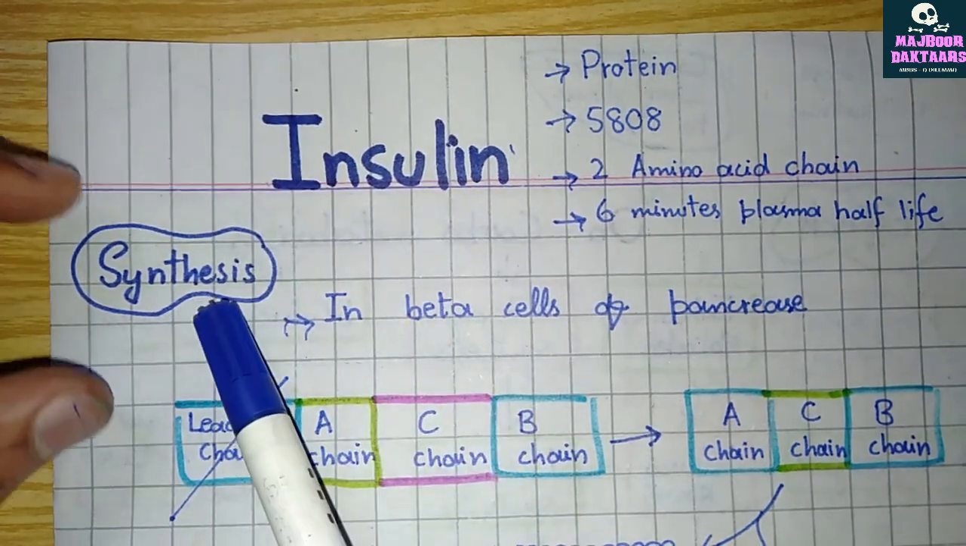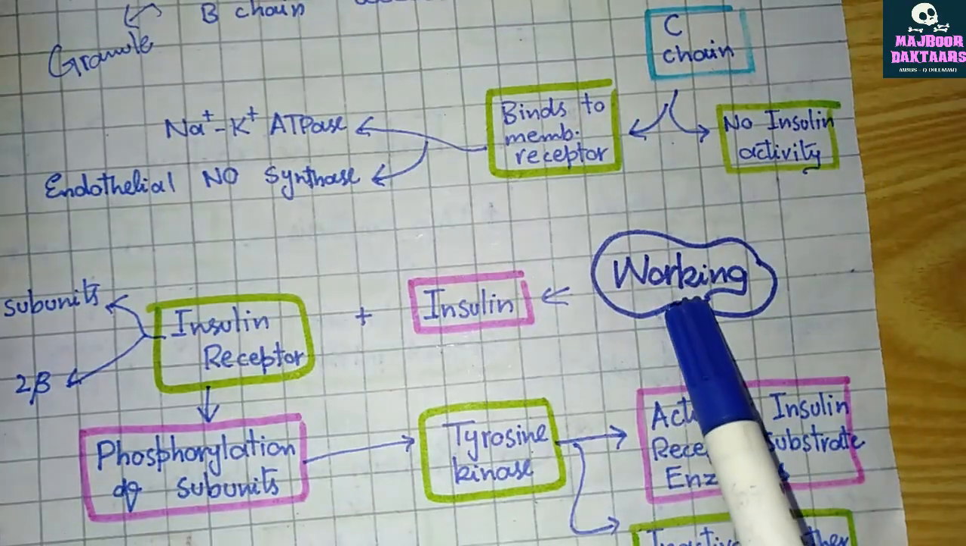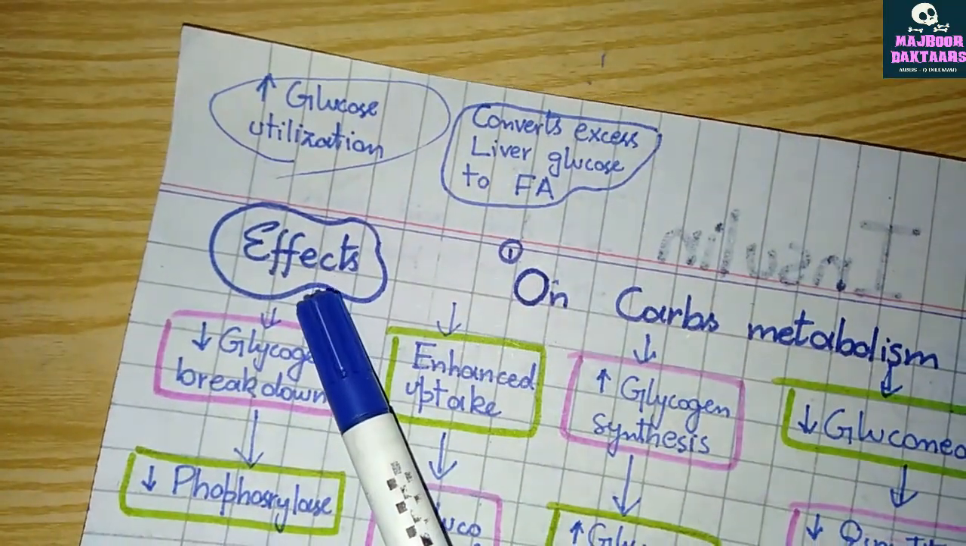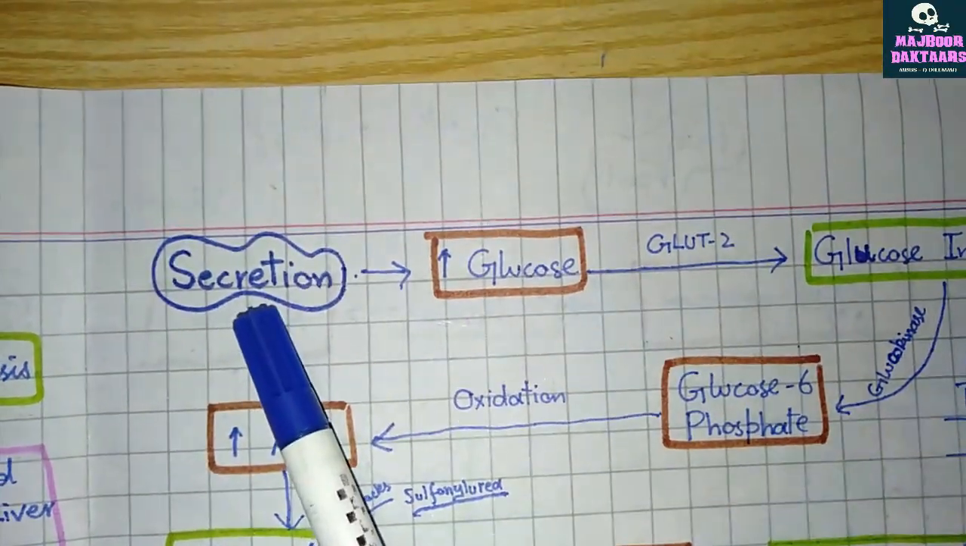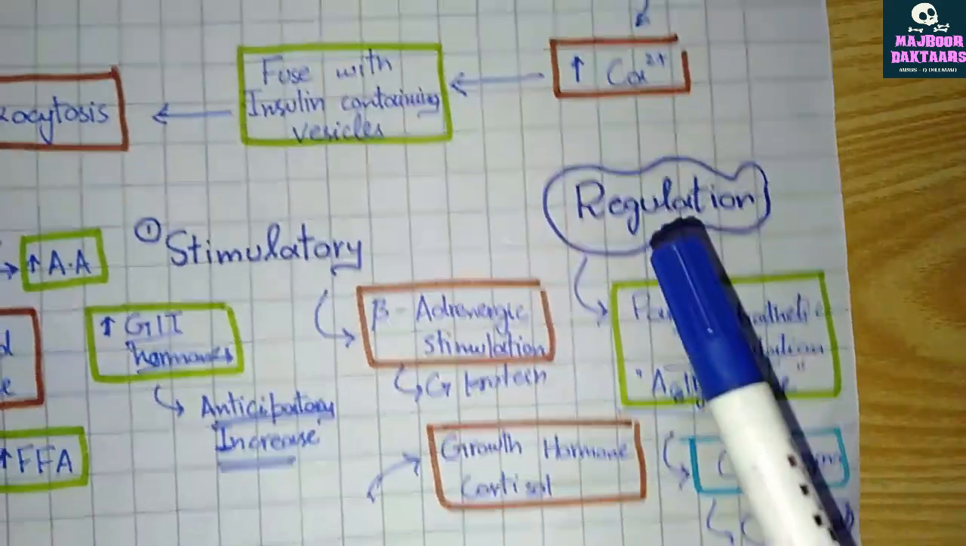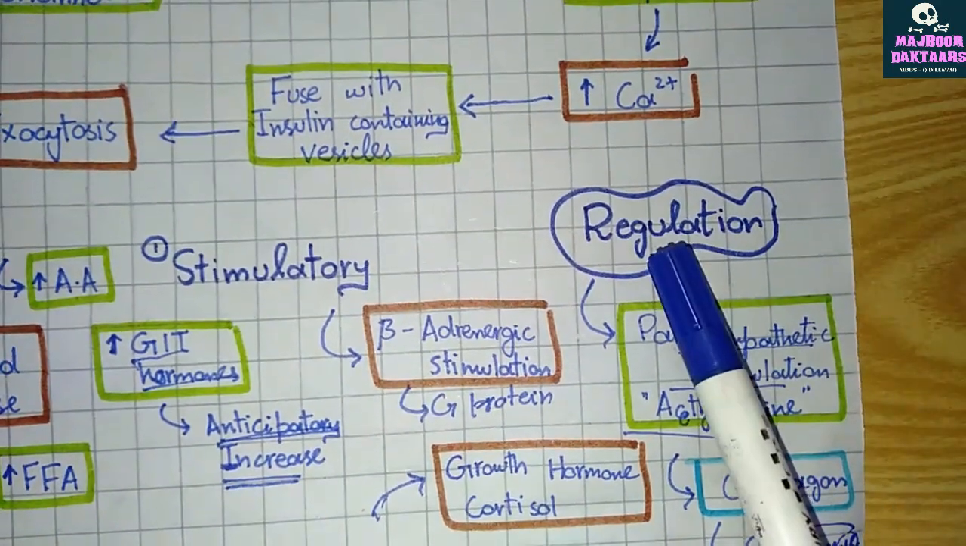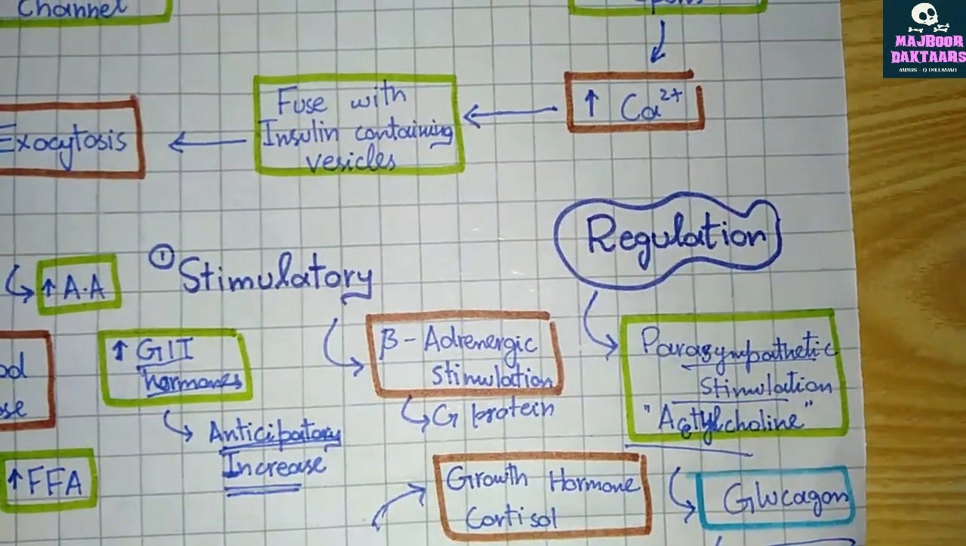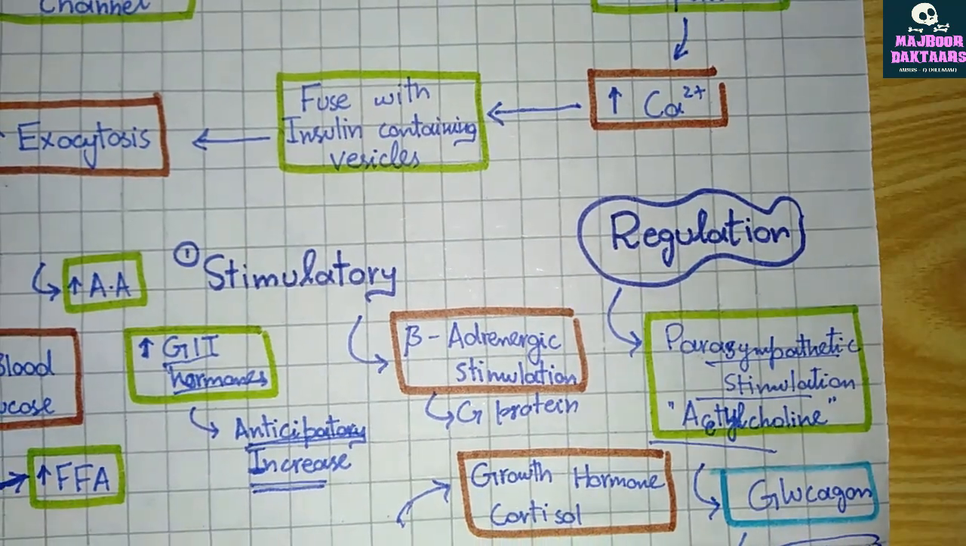We're going to talk about the synthesis of insulin. We're going to talk about the working of insulin. We're going to talk about the effects of insulin on different types of metabolism, on growth. We're going to talk about the secretion of insulin. And lastly, we're going to talk about the regulation of insulin along with some fun facts. So let's start.